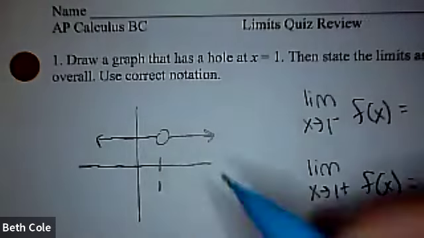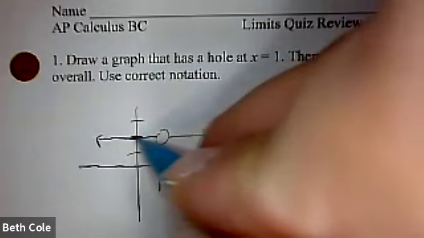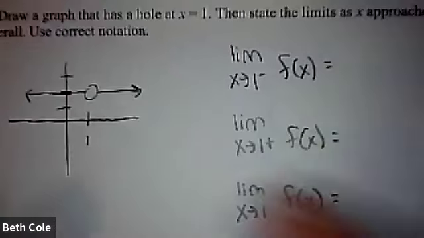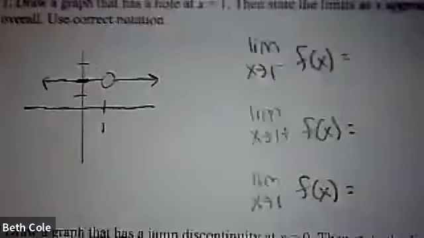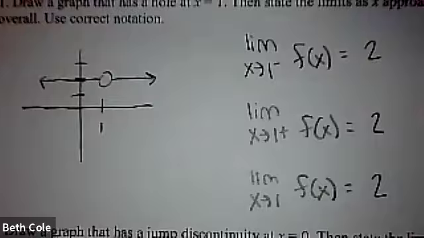So I guess I need to put some tick marks on my y-axis. And again, this doesn't really matter, but I'm going to make this be at 2 there. So the limit from the left, the limit from the right, and the overall limit are all going to be 2. It doesn't matter that there's a hole there. A limit is just behavior. So these are all 2. The graph is not continuous, but continuity is a totally different thing. We're just talking about limits right now, and it's just the behavior of the graph.